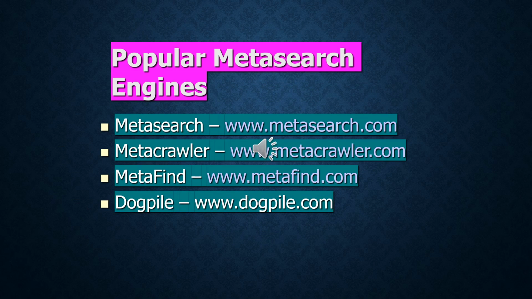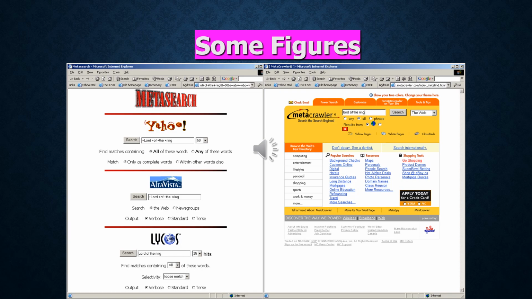Some popular meta search engines include metasearch.com, metacrawler.com, metafind.com, or dogfile.com. All these perform the function of a meta search engine, as you can see in the next slide. Example of how meta search looks like.